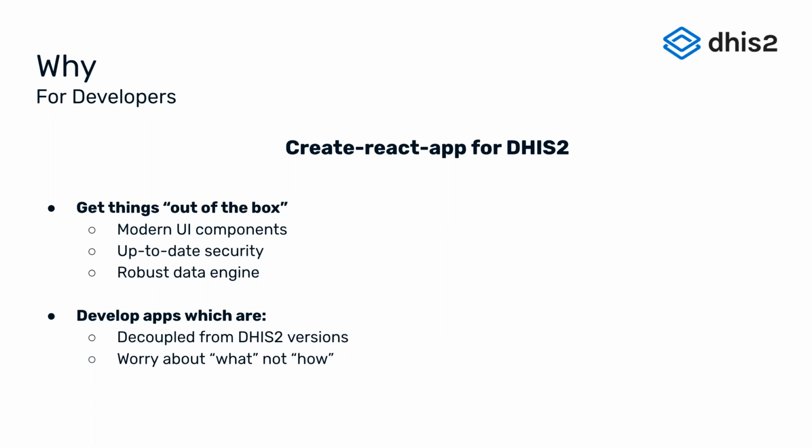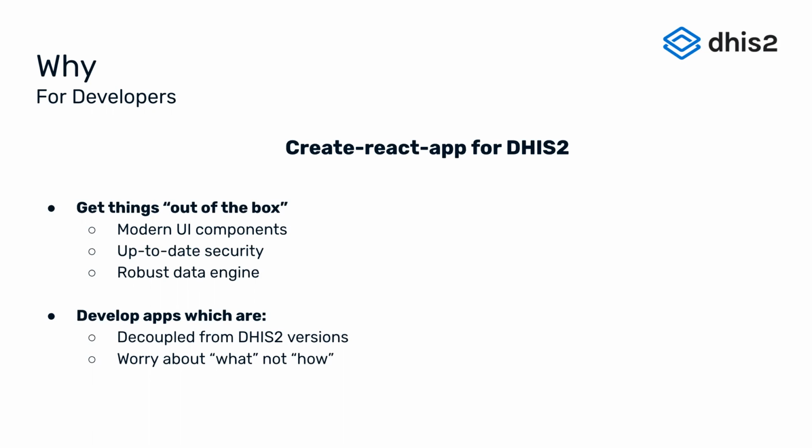And finally, you get to develop apps which are, as I mentioned in the previous slide, decoupled from the DHIS2 version that you're developing against, which means that if you build an application once, you can support multiple versions of the DHIS2 core more easily than today, when, if something changed in the API, you would need to develop an entire new version of that application and add support for it.